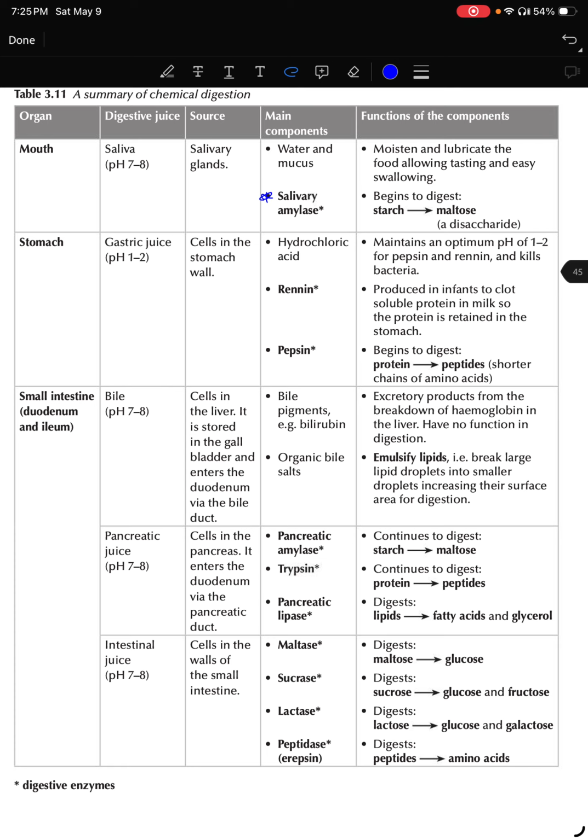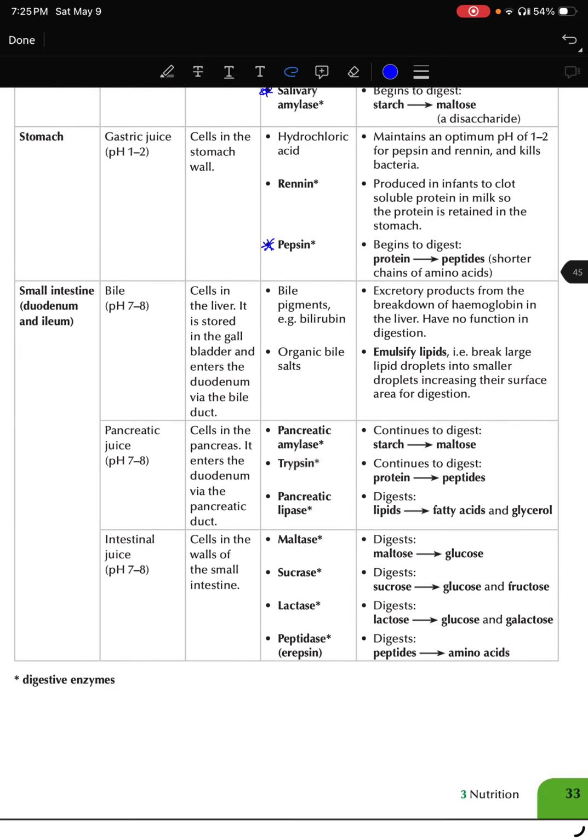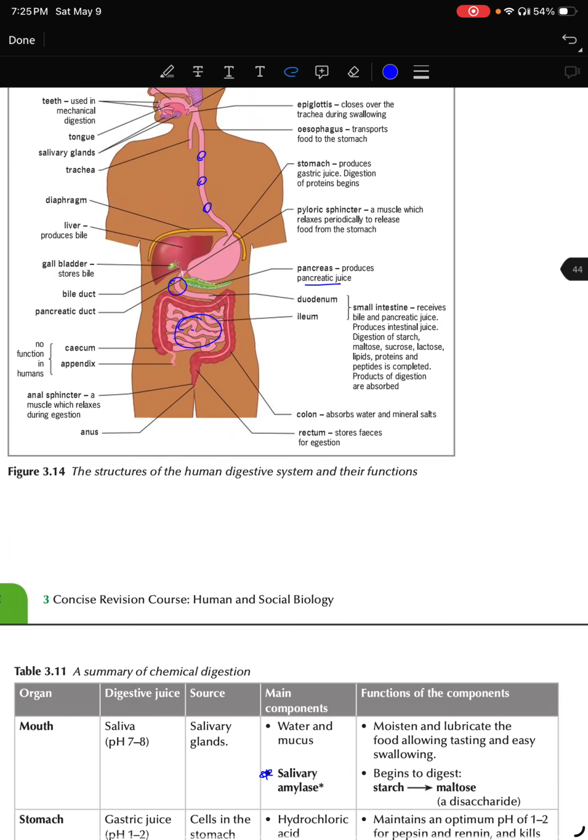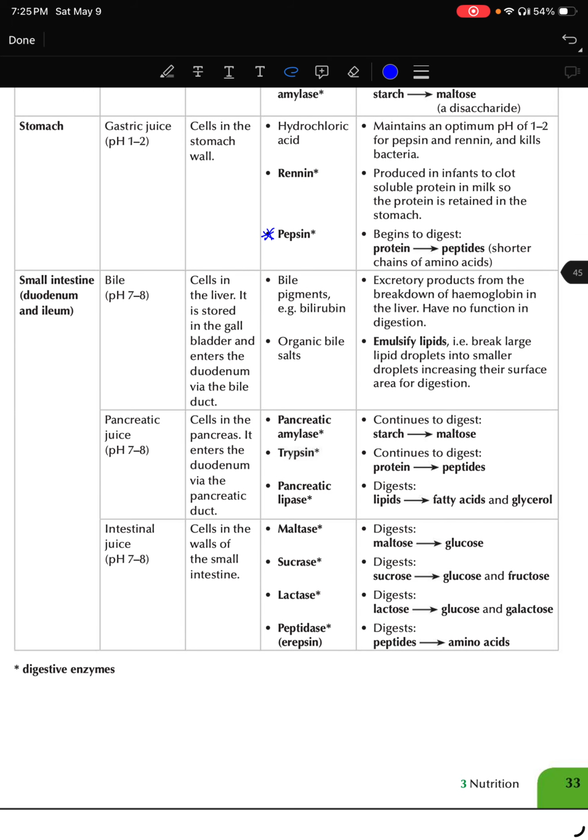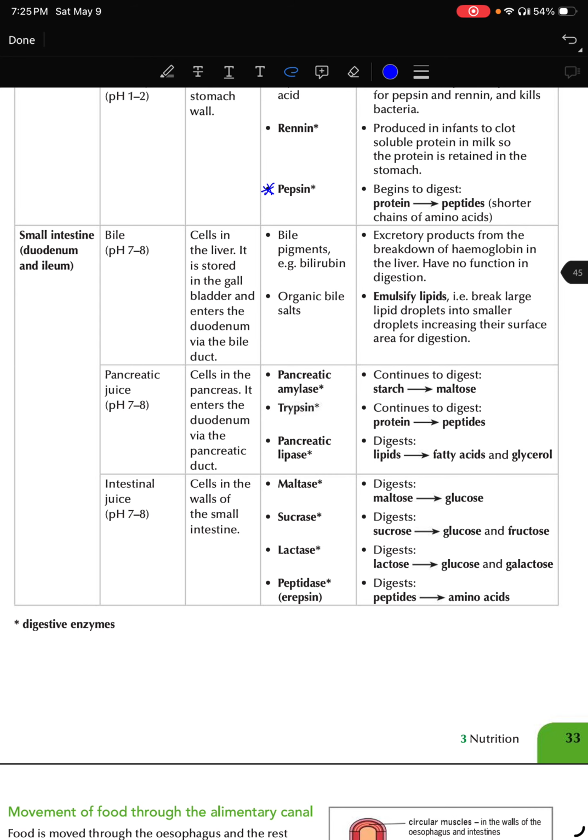Then once you hit the stomach, the one you need to focus on is pepsin, which breaks down protein to peptides. In the small intestines, mostly looking at the first part, where the pancreas, remember here, the pancreas led right into this section, the duodenum. You have pancreatic juice, which contains pancreatic amylase, trypsin, and pancreatic lipase. And these break down pancreatic amylase, just like in the mouth, starch to maltose.